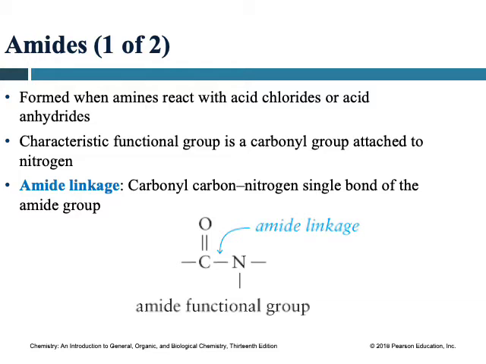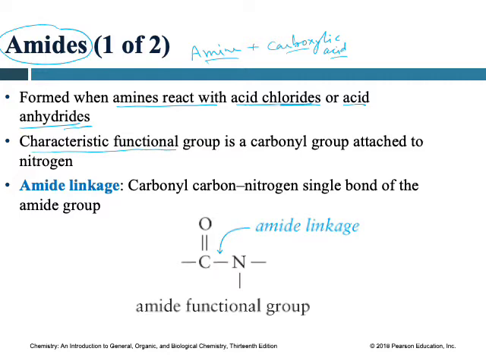Okay, so now let's talk about a second functional group for this chapter, which is amide. So how do we normally form amide? When amine reacts with an acid chloride or an acid anhydride, or we can also say when amines react with carboxylic acid, right? So we'll see later on which process is more favorable to make an amide, whether amine reacts with carboxylic acid or amine reacts with acid chloride or acid anhydride. The characteristic functional group is carbonyl group attached to the nitrogen atom.